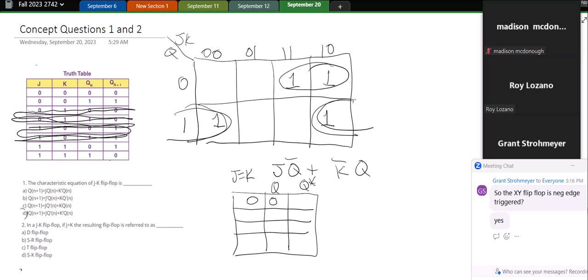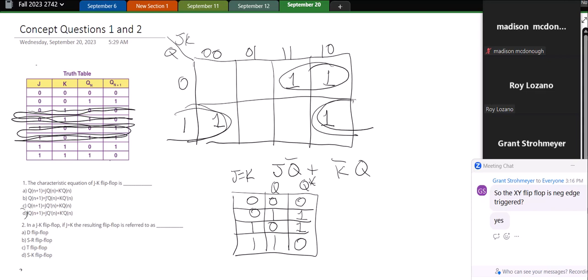So we have 0, 0, 0, 1, 1, 0, 1, 1. So when J and K are both 0 and Q is 0, then our output is 0. When J and K are both 0 and Q is 1, our output is 1. When J and K are both 1 and Q is 0, our output is 1. And when J and K are both 1 and Q is 1, our output is 0.